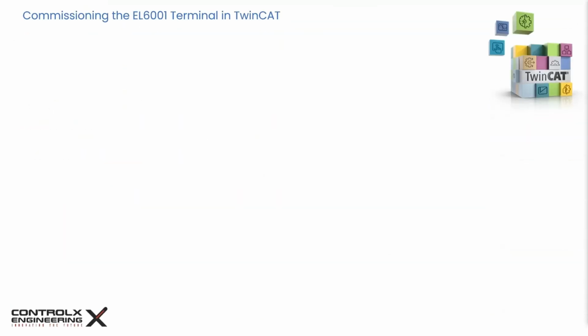For the purposes of this tutorial, I will be using the EL6001 single-channel RS-232 terminal. Let's look at the I/O node in TwinCAT and see how this terminal is configured.